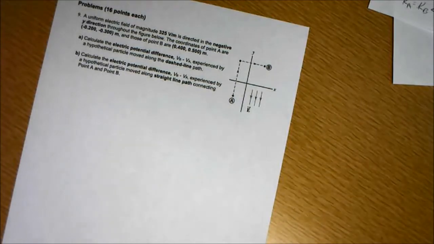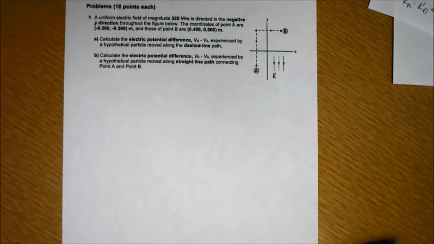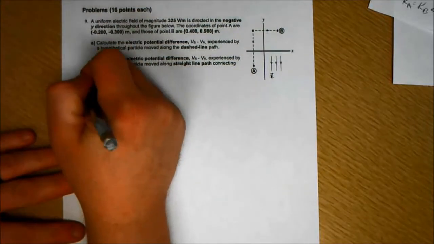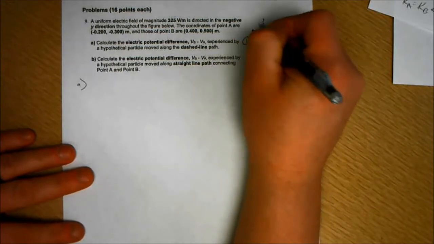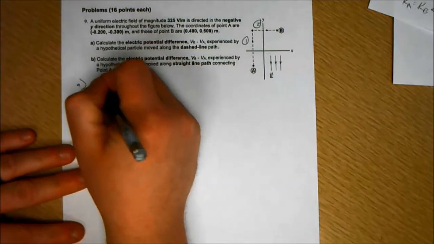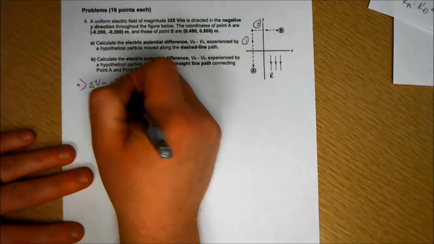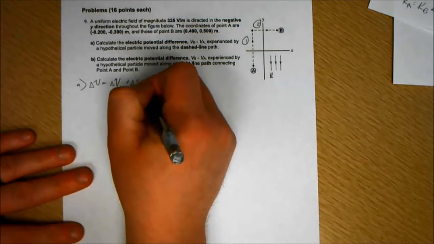Okay, so this question, you've got a uniform electric field directed in the negative y direction. You have the coordinates of the 2 points. Calculate the electric potential difference, VB minus VA, experienced by a hypothetical particle moved along the dashed path. Well, if I call this path 1 and path 2, I can say the total change in potential difference is equal to the change in potential difference from path 1 plus the change in potential difference from path 2.